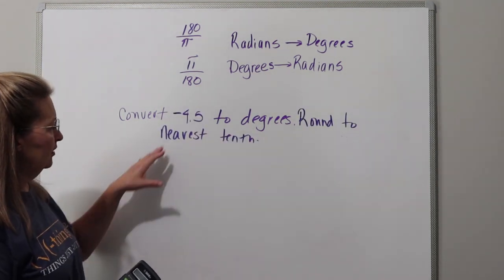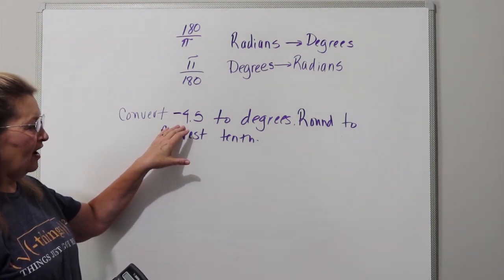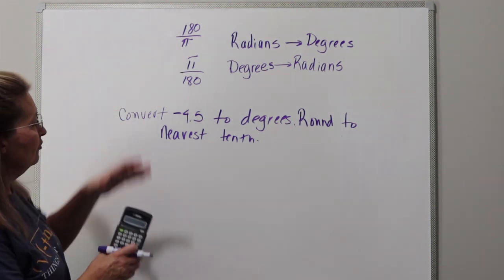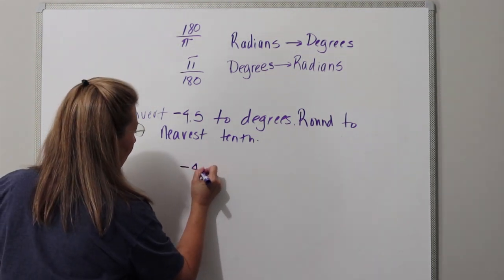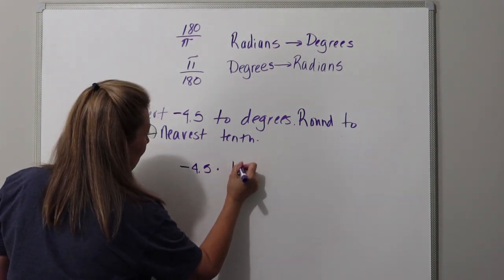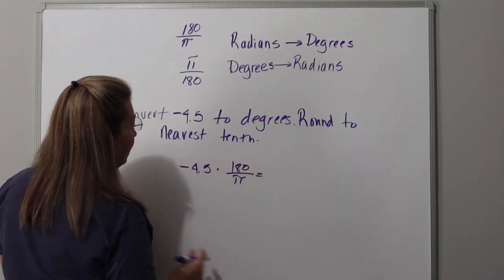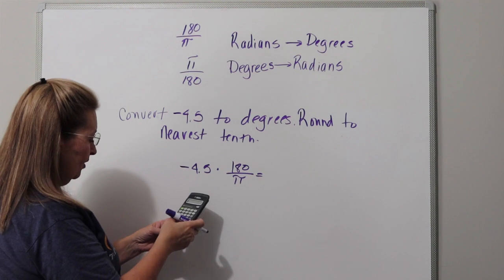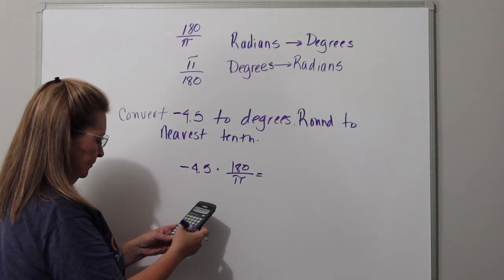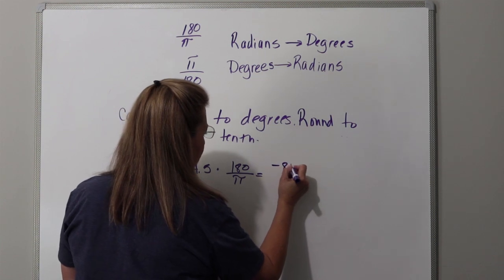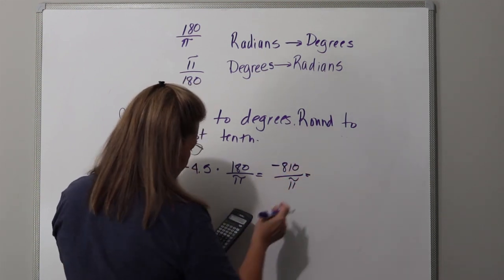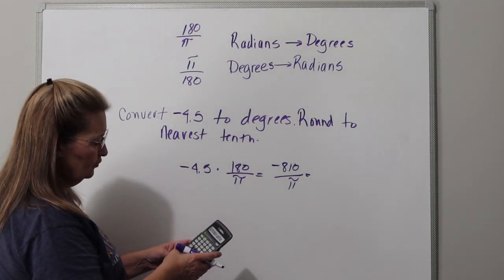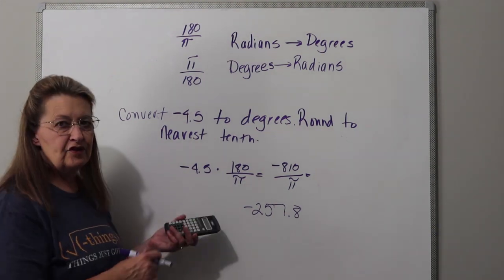Okay, let's look at one last one. This one is convert negative 4.5 radians to degrees. So we're going to be using this top formula. I'm just going to take negative 4.5 times 180 over pi. Now since it says to the nearest tenth, they want a decimal. So I'm going to multiply negative 4.5 and get negative 810 over pi. So I'll just hit divided by pi. And you get negative 257.8. And that's your final answer.